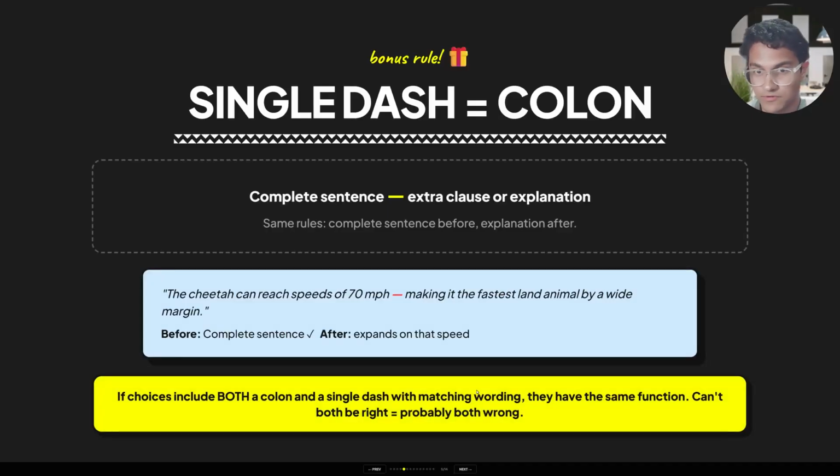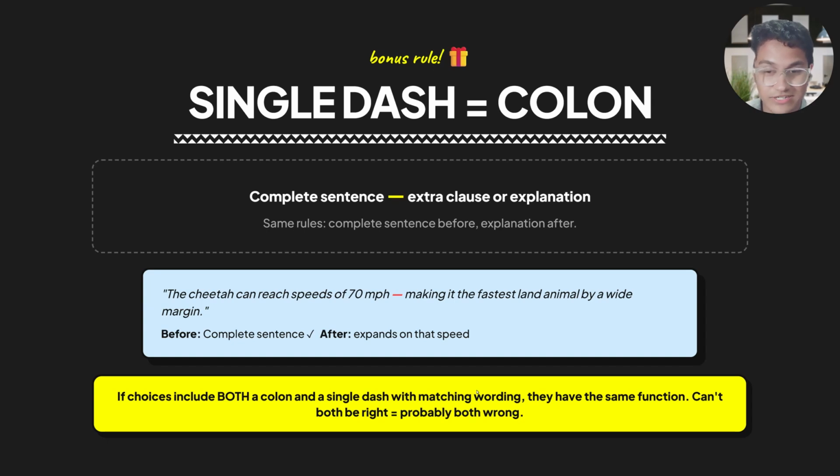Now, here's a quick bonus rule. The single dash, the one ChatGPT loves to throw around, functions exactly the same as a colon. You need a complete sentence before, and you can have an extra clause or an explanation after. The cheetah can reach speeds of 70 miles per hour, making it the fastest land animal by a wide margin. Before the single dash, you have a complete sentence. After it, you have a phrase that expands on what the 70 miles per hour means.